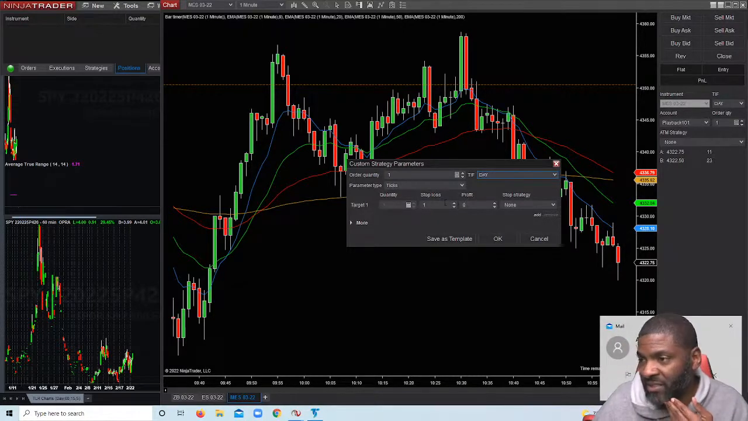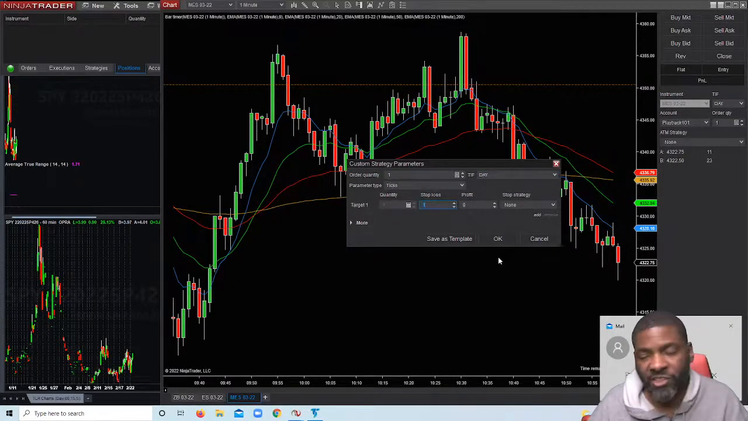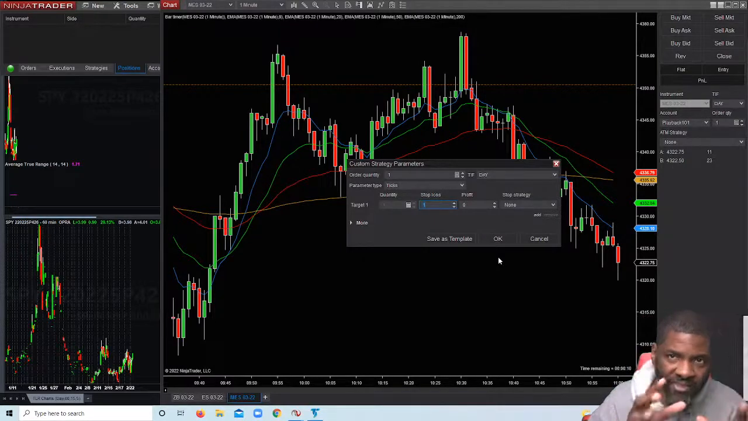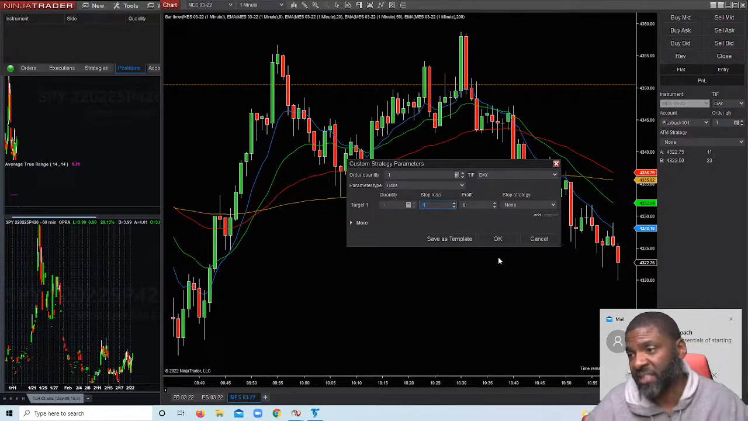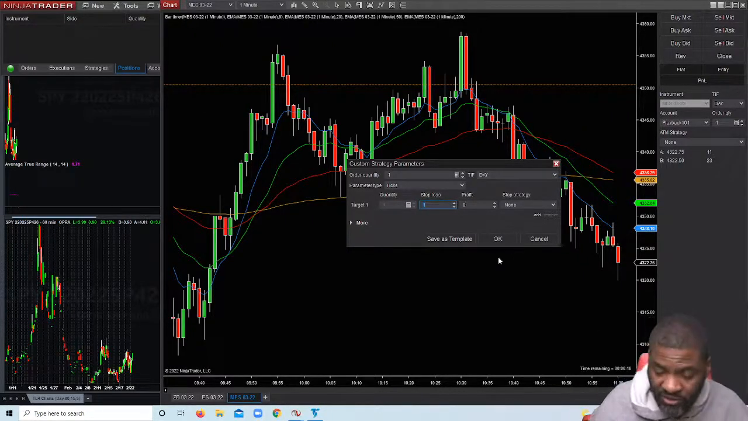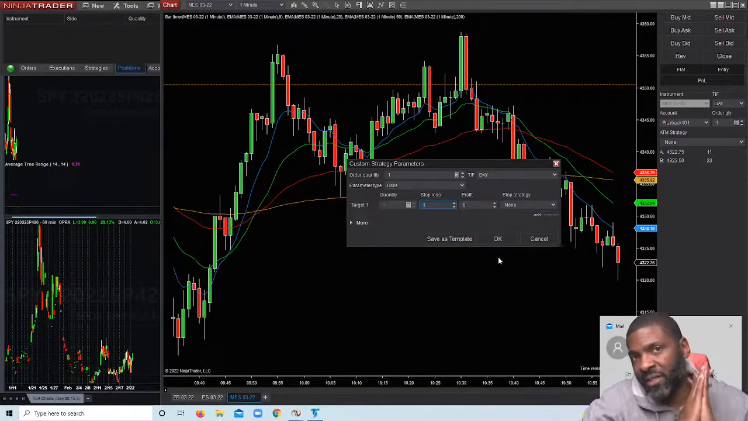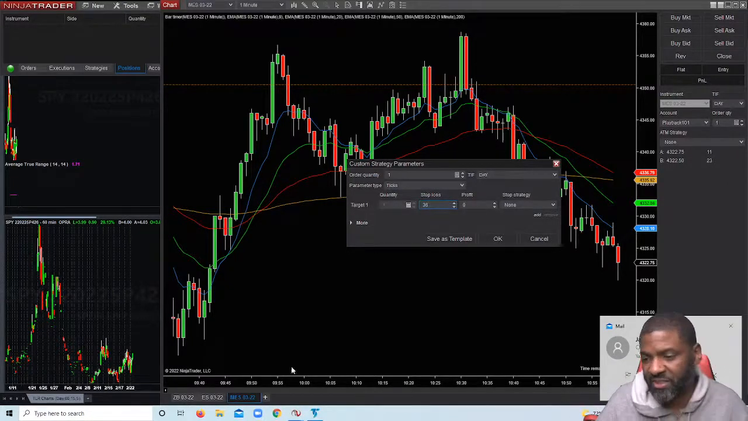And then the stop loss, you want to pick what's your max stop loss you want for this ATM strategy, right? And if you got multiple ATM strategies, you can figure out the stop loss. But we're just going to go with my default, which is 9 points. So we're going to put 36 ticks.